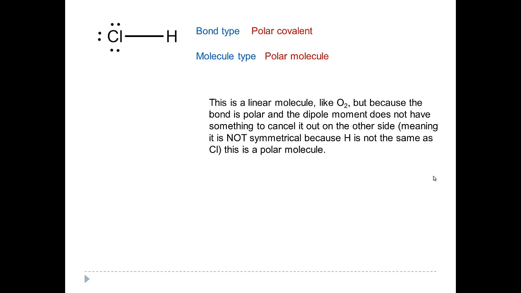It's a polar molecule because even though it's a linear molecule like oxygen, there's no canceling of the dipole moment because it's a polar bond. So the chlorine has a higher electronegativity than the hydrogen, so it ends up being partially negative, hydrogen partially positive. And there's nothing on the other side of the chlorine to cancel out that pull towards itself. Because of that, it will be a polar molecule.